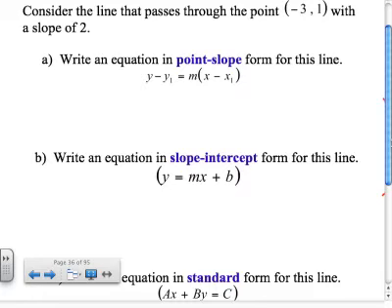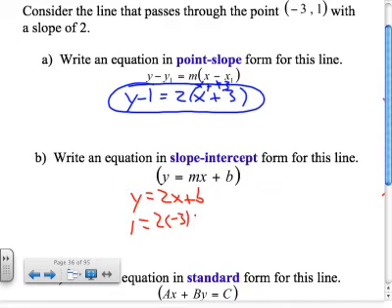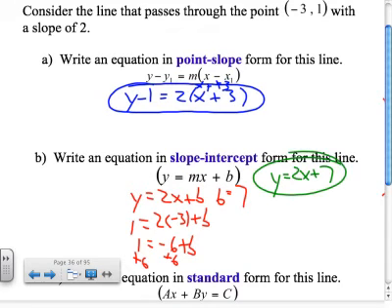So in the first one, okay, I'm done as soon as I go y minus 1 equals 2 times x plus 3, right? Because it would actually be x minus -3, but that changes to plus. So here's your point-slope form. Your slope-intercept form, there's a little bit of work to be done here. Okay, because you go y equals 2x plus b. They give you an x and a y, so you do 1 equals 2 times -3 plus your y-intercept. So 1 equals -6 plus b. Add your 6 to both sides. Your y-intercept is 7. And so your final equation is y equals mx plus b. Y equals 2x plus 7.